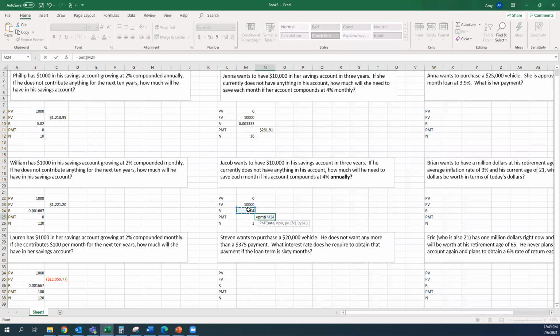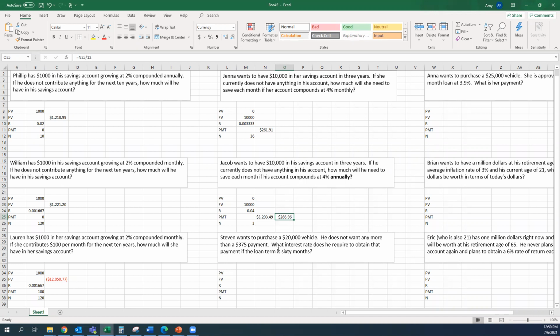His rate is 4%, his NPER is 3, present value is 0, and the absolute value of the future value. So he's going to need this much per year. And if you take this divided by 12, he's going to need $266. So again, because his account compounds annually and not monthly, he's going to need more money per month than Jenna does with her account being compounded monthly.